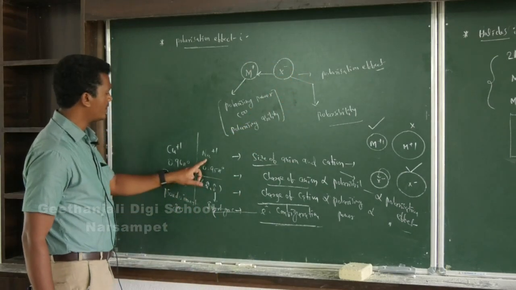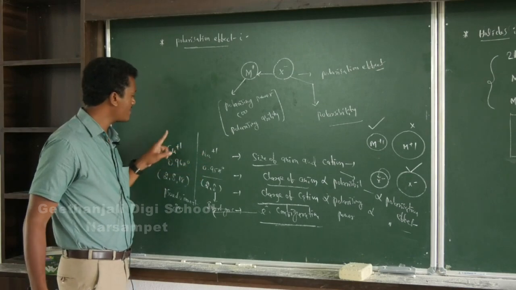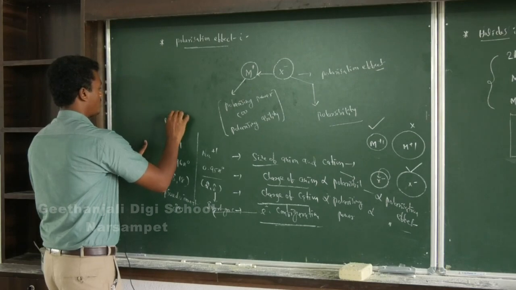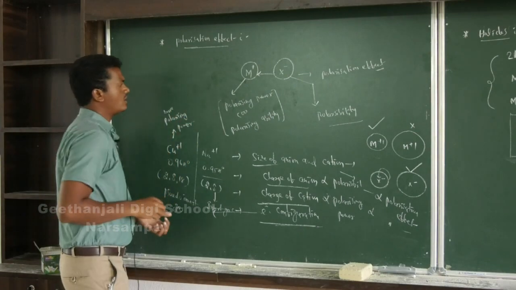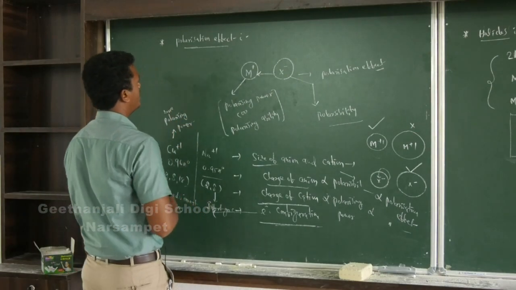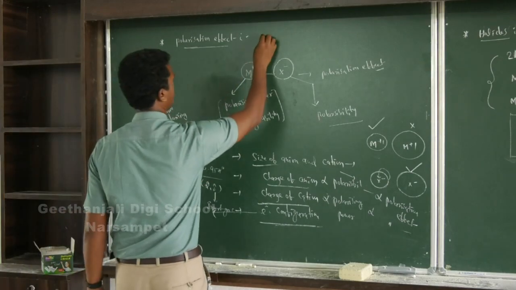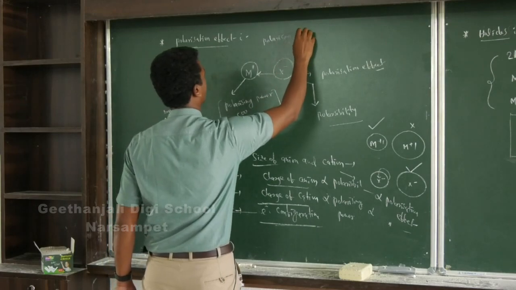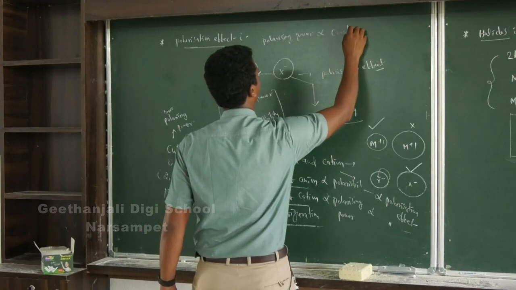That is why Na+ has less polarizing power compared to Cu+. So, Cu+ has more polarizing power. This polarizing power is directly proportional to covalent character. How it follows that relationship, we will discuss now. Polarizing power is directly proportional to covalent character.